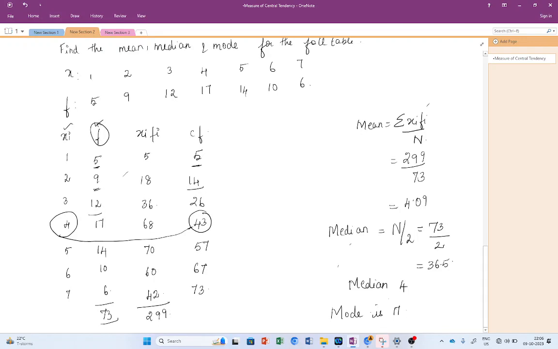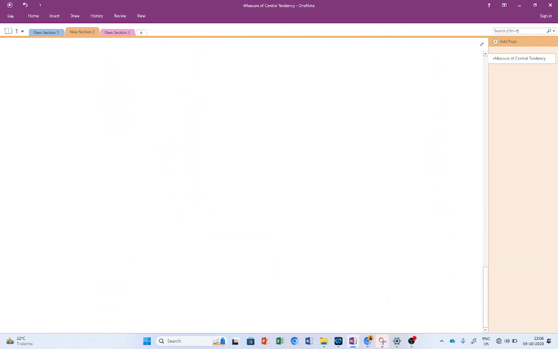Okay, so now to the third part, the continuous data type. For the continuous data type, your mean formula will remain the same. It will be summation of xi fi divided by summation of fi. So this will be the same. Okay, now your median.